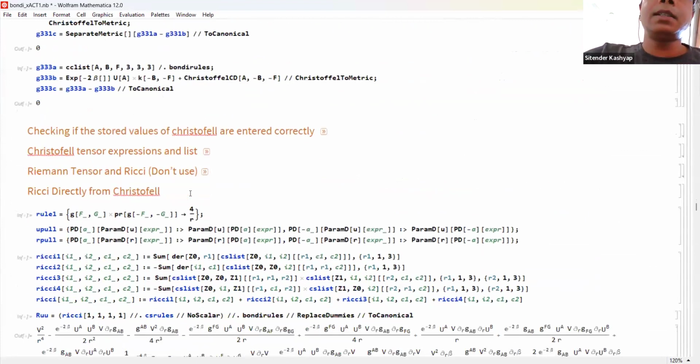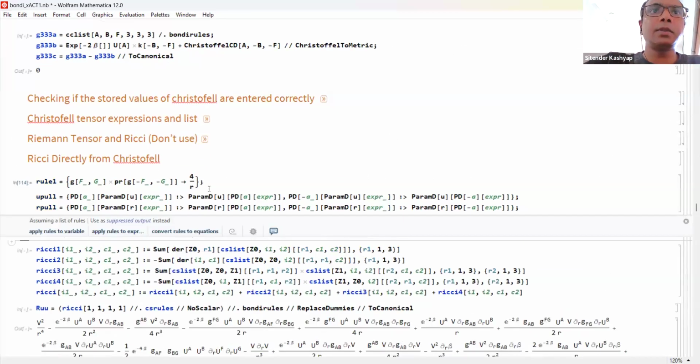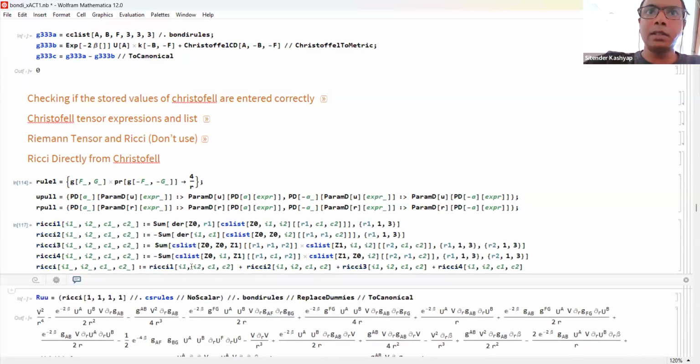So having verified the Christoffel connections, eventually we want to use the Ricci tensor, which will go into the Einstein equation. In order to do that, we once again use the metric. So the Ricci scalar is essentially a sum of 4 terms, and we calculate them individually. This is part of CC list.